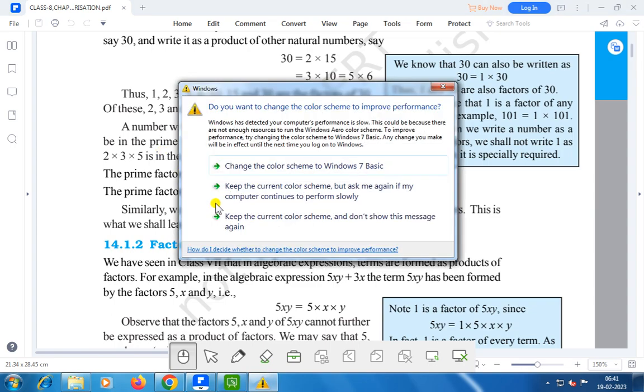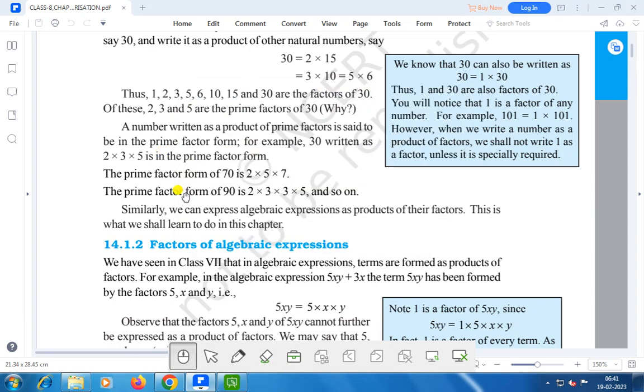For example, 30 can be written as 2 into 3 into 5, which is in the prime factor form. The prime factor form of 70 is 2 into 5 into 7. The prime factor form of 90 is 2 into 3 into 3 into 5 and so on. Similarly, we can express algebraic expressions as products of their factors. This is what we shall learn to do in this chapter.